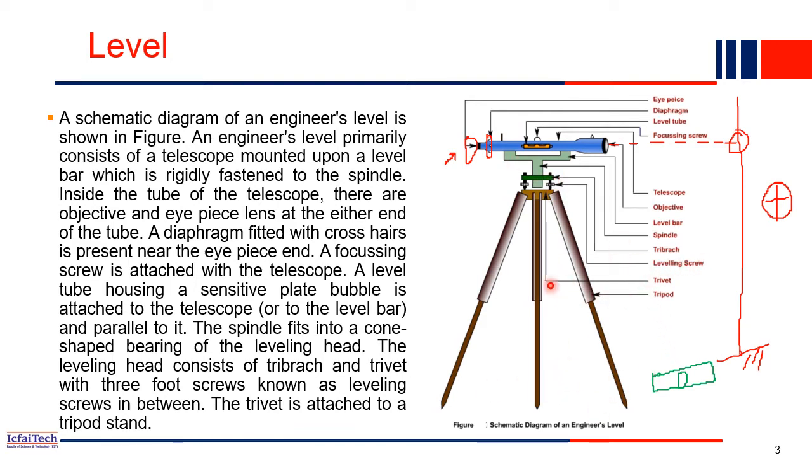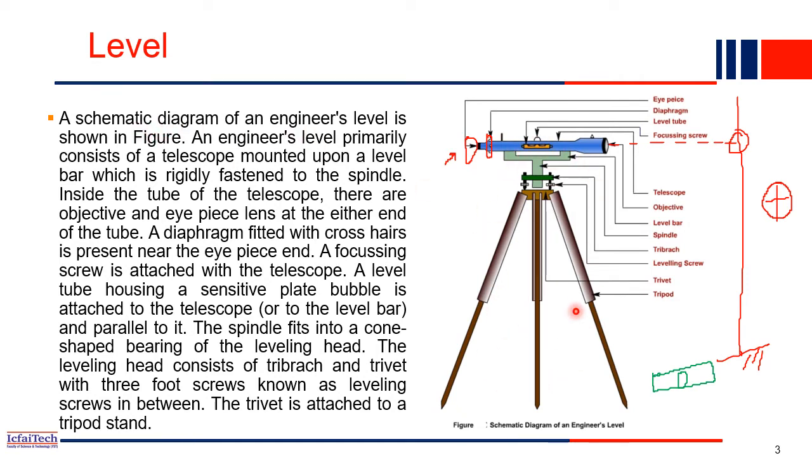Then you have this trivet. This portion of the tripod we call the trivet, and the entire instrument we call the tripod, right? This tripod nowadays we use for keeping a video camera or for still photography. A similar tripod it is. Okay, so the schematic diagram, if you see, this is the engineer's level.